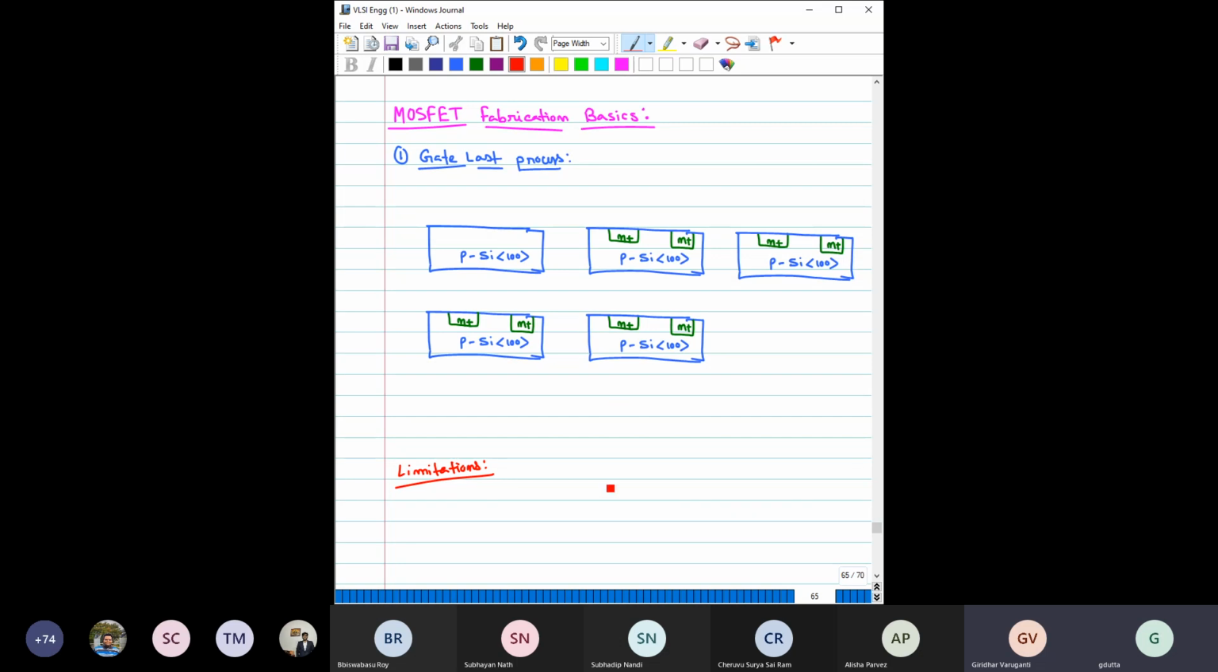But CMOS we have done quite extensively, so we know the CMOS fabrication, but there are some more nitty-gritty things regarding MOSFET fabrication, so let us briefly discuss those parts as well. For example, when the MOSFET was first invented, it was fabricated using a gate last process. Gate last process means you make the gate at the last. So how do you do that, or how people used to do it at that time.